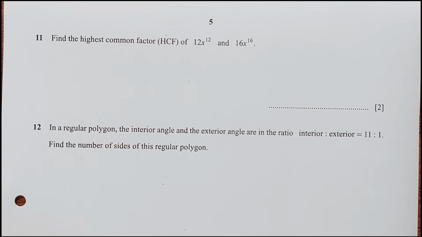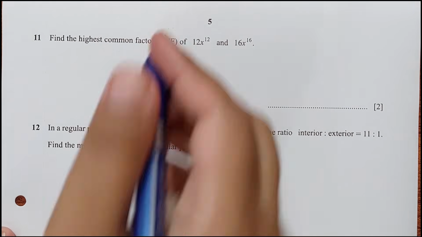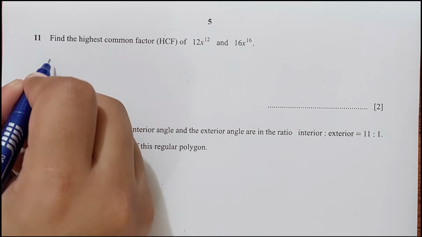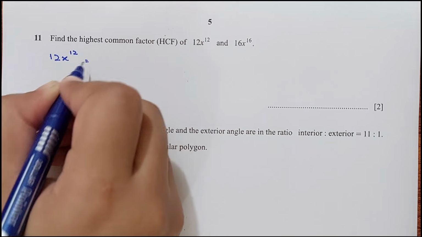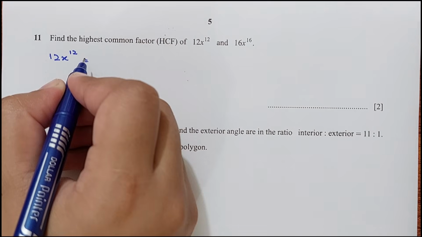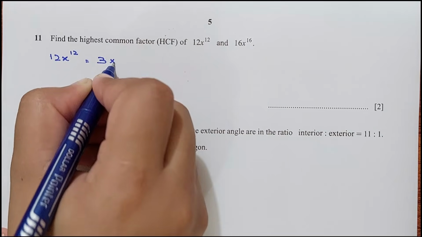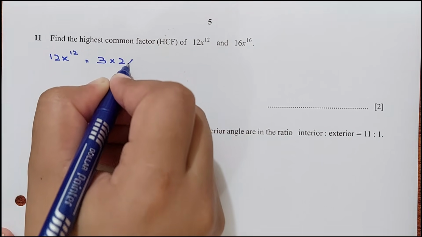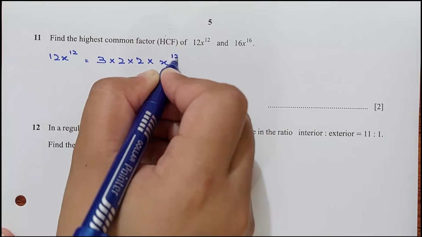Question number 11. Find the highest common factor, HCF, of 12x^12 and 16x^16. First, we need to write down the prime factorization of 12x^12. So 12 is 3 times 4, and 4 is 2 times 2, times x power 12.